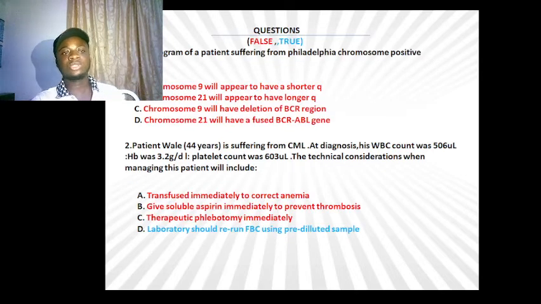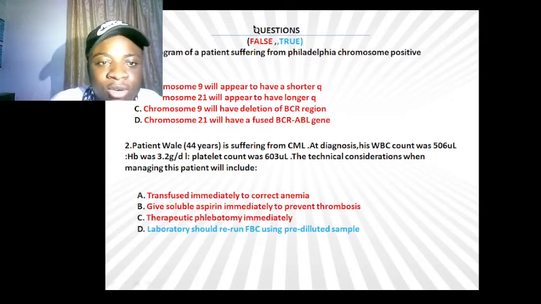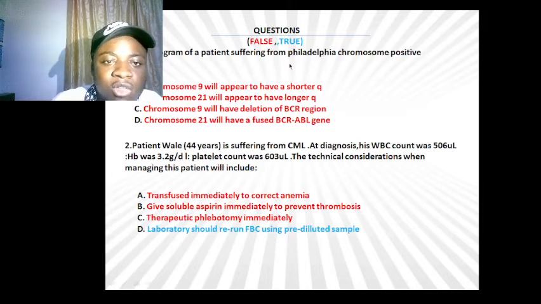Let's solve these questions and we will close. In this question, when you see the red color, it means false. This other color shows true. So this is false, this is true.